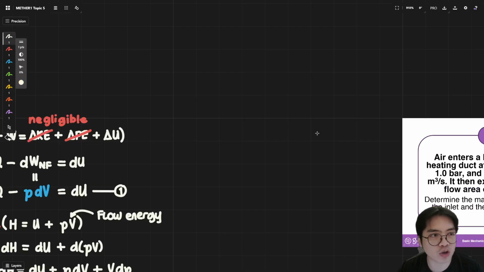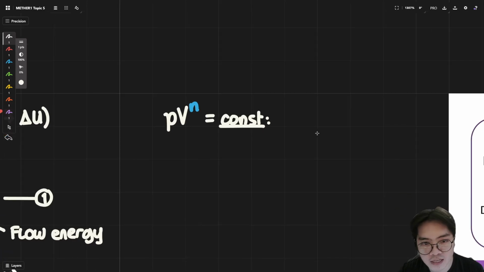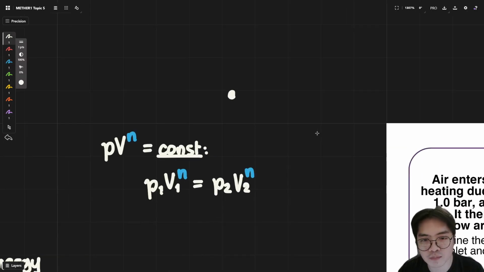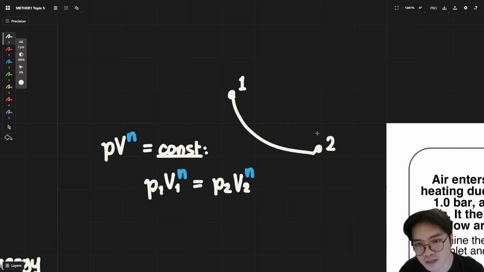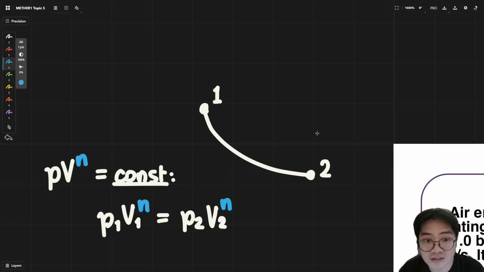When your PV raised to n is constant, that means that basically your P1 V1 raised to n is equal to P2 V2 raised to n. Say, for example, you have this little process right here from 1 to 2. Actually, any point between process 1 and 2 will still follow this relationship.